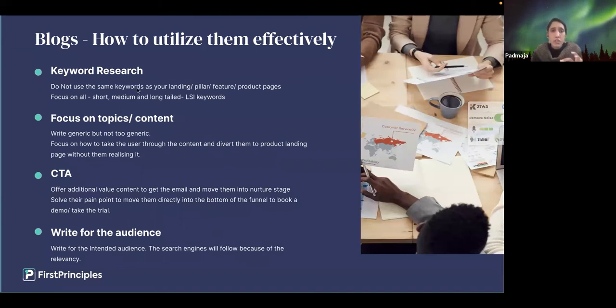Some keyword research. Do not use the same keywords as you use in your landing page or your product pages. Have your blog page for separate keywords. Each page on your website should have its own set of keywords. There could be overlapping keywords, or they could belong to the same family, because obviously you're talking about the same product. But at the same time, you need to make sure that the keywords are not the same as your pillar pages, right? And use a mixture of keywords.